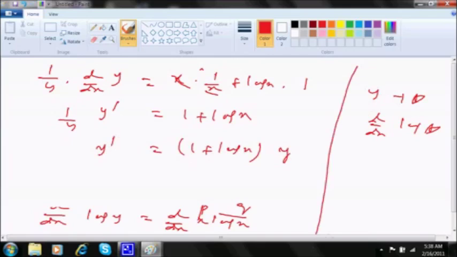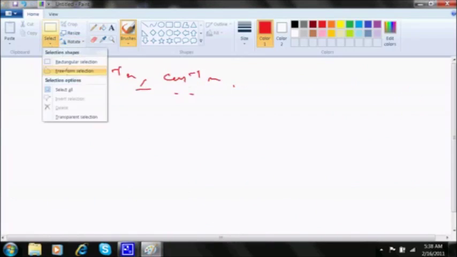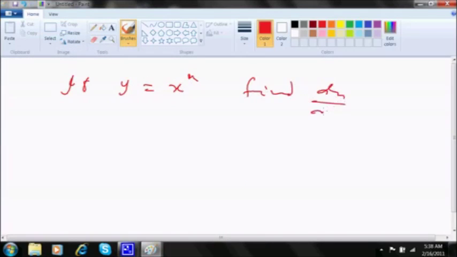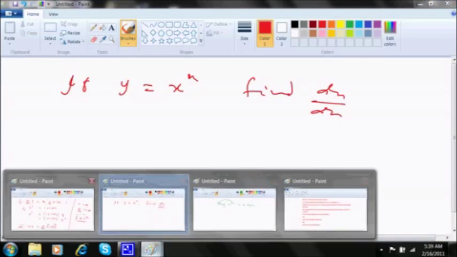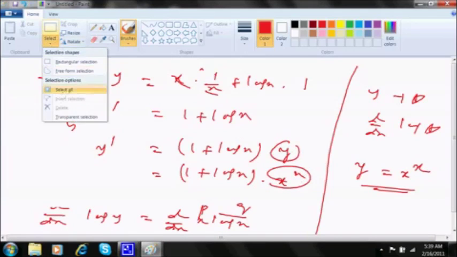And if you see the question, it was y is x to the power x. So finally I can write this is 1 plus log x into x to the power x. Because the question given to you was, if y is x to the power x, find dy by dx. So finally this y as x to the power x, you will put in place of y.